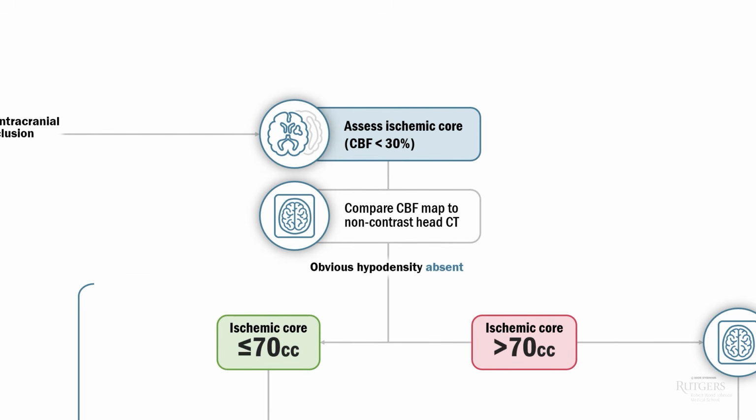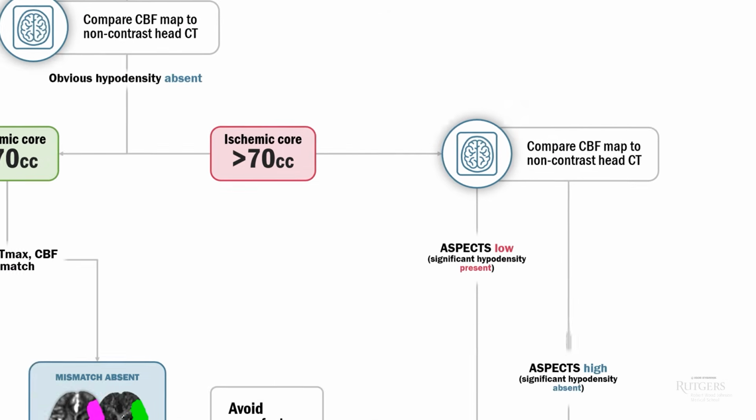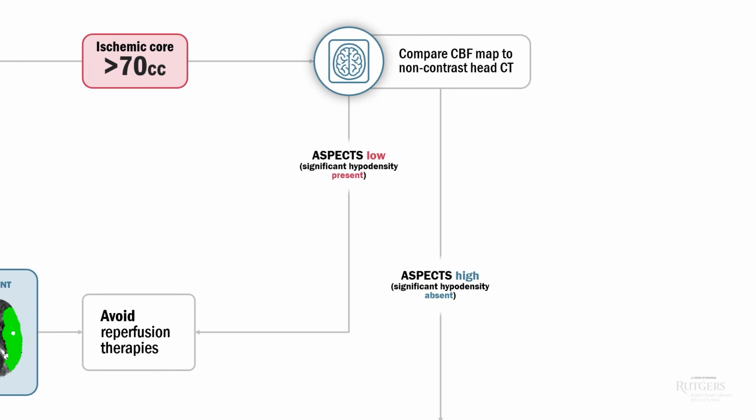Ischemic core over 70 cc's generally increases the risk of reperfusion hemorrhage and makes intervention unfavorable. But before we finalize that conclusion, we need to double-check that non-contrast head CT. If ASPECTS is low and a significant hypodensity is present, both CTP and non-contrast head CT agree that a large stroke has already occurred. Intervention should be avoided.